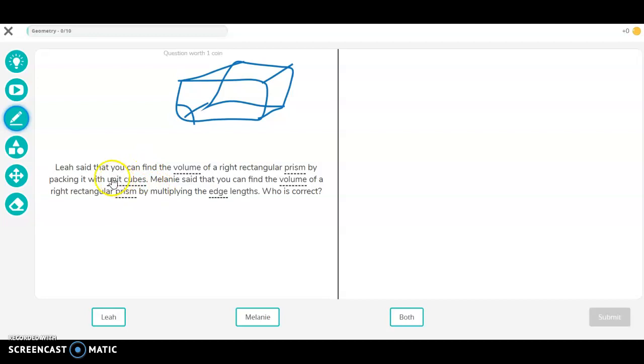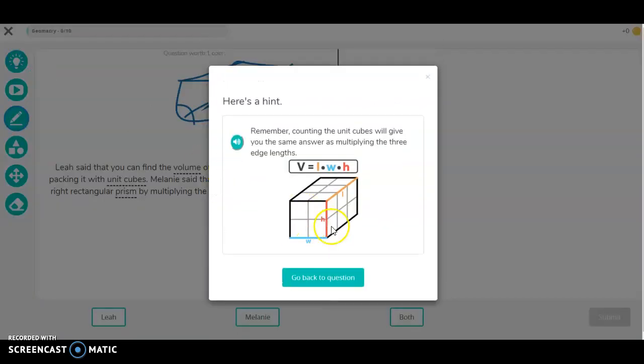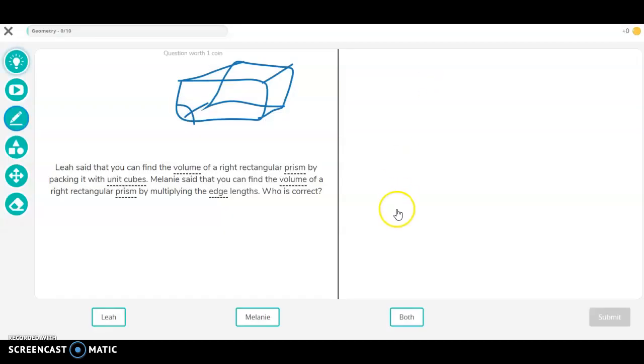But she says you can find the volume of that by packing it with unit cubes. Those are little cubes, okay? They're one by one, like we did in the problems before from yesterday. Melanie said that you can find volume of a right rectangular prism by multiplying the edge lengths. So those are your three lengths, length times width times height. Who is correct? So volume, we know, if we look at the hint, is length times width times height, and you can count the unit cubes to give you the same answer as multiplying the edge. So that means both of these ladies are correct in their thinking.